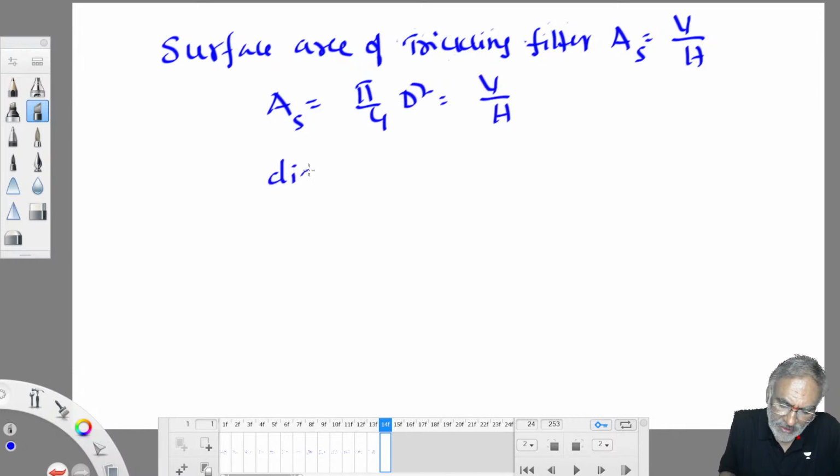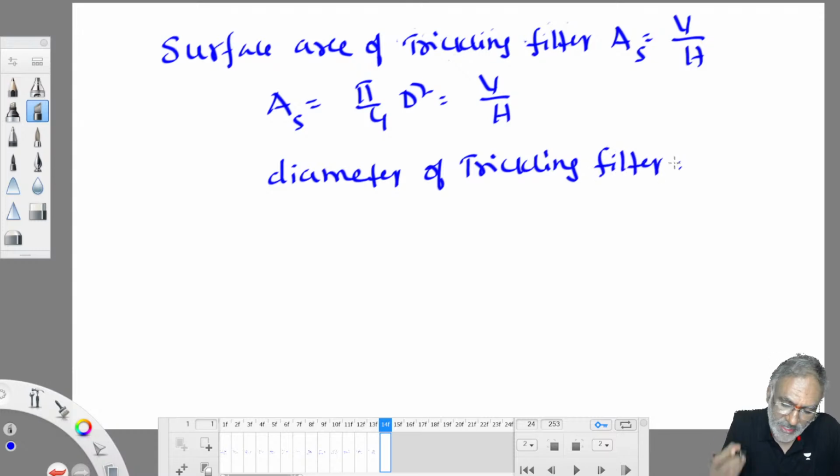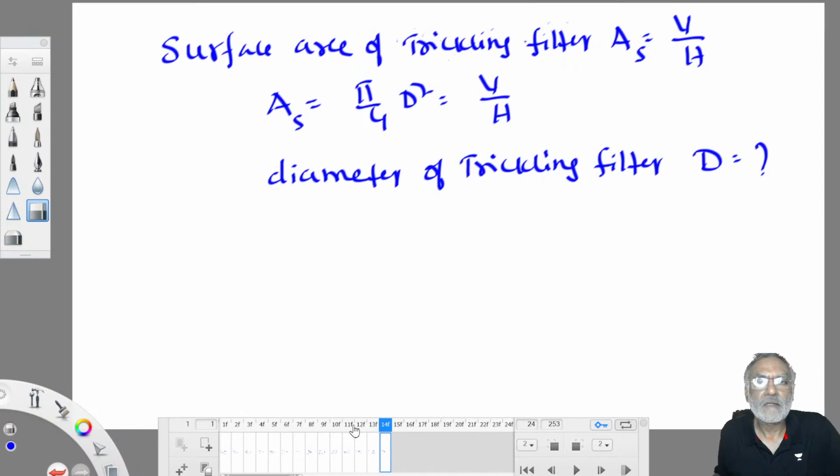Then you can find out the diameter of trickling filter required. It may be as small as 3 meters, it may be as big as 60 meters also, depends. This you can find out. That is what is called design. Understood? Diameter of trickling filter you can find out.